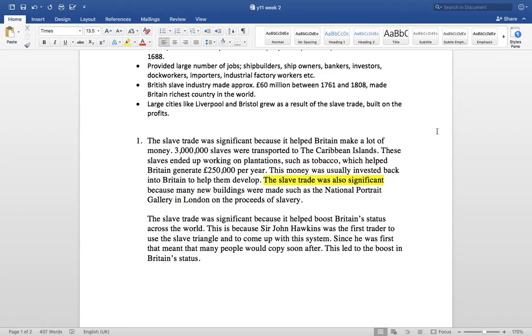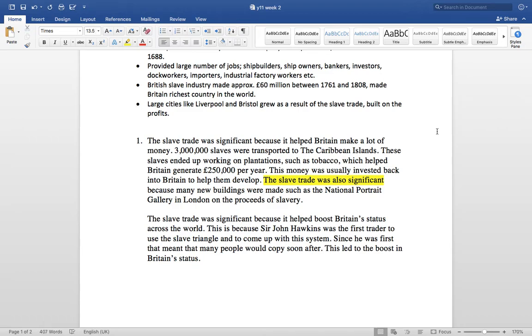So this answer is good because it's specific. It mentions tobacco as a crop, it mentions the Caribbean islands, it mentions the number of slaves, although that's not completely accurate. And it mentions a number figure suggesting that they're making huge amounts of money. So not only are they making the point, they're also backing it with evidence.